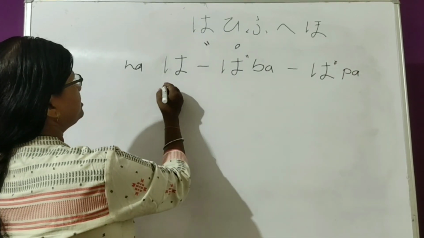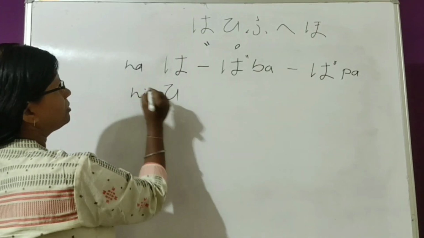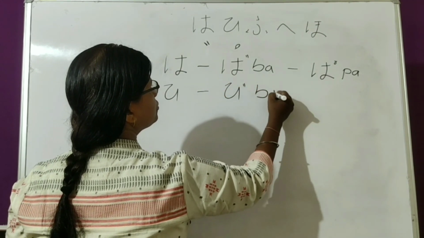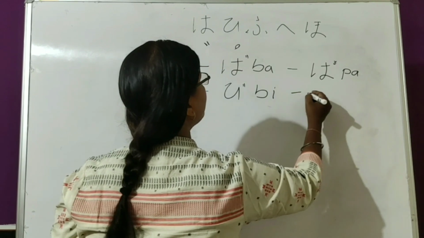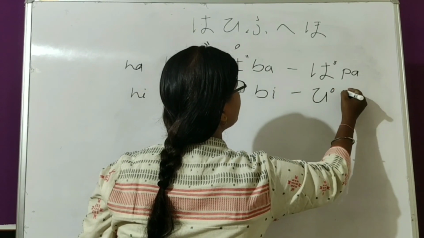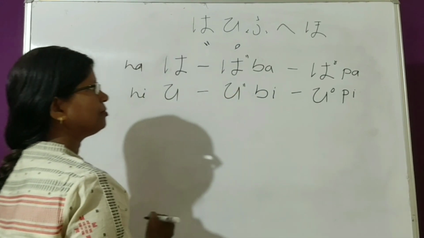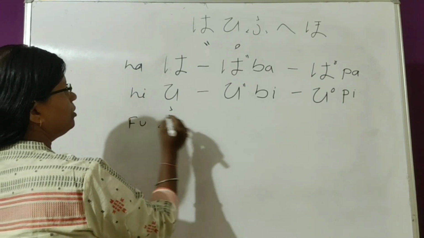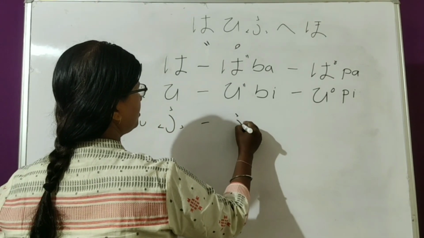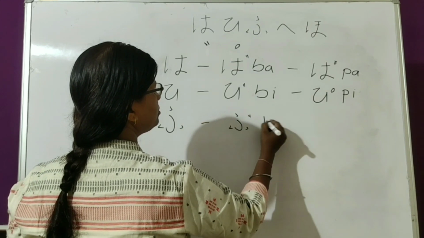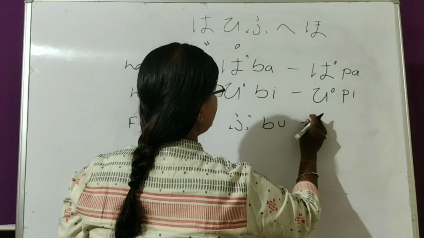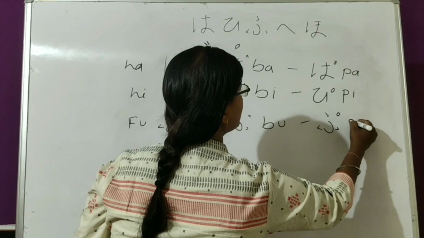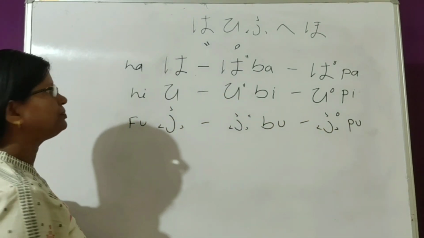Okay. This is hi. When you have voice mark, the pronunciation changes to bi. And when you have plosive mark or maru, the pronunciation changes to pi. This is fu. When we have voice mark, the pronunciation changes to bu. And when we have maru, the pronunciation will change to pu.